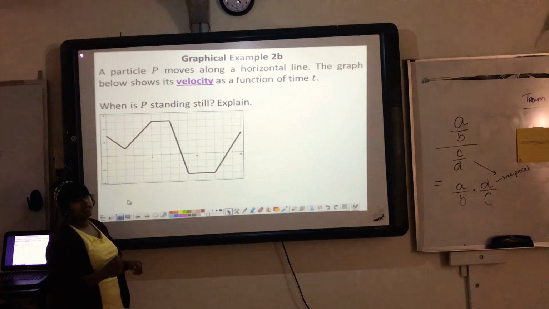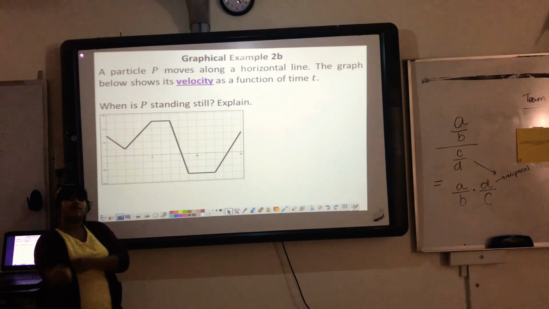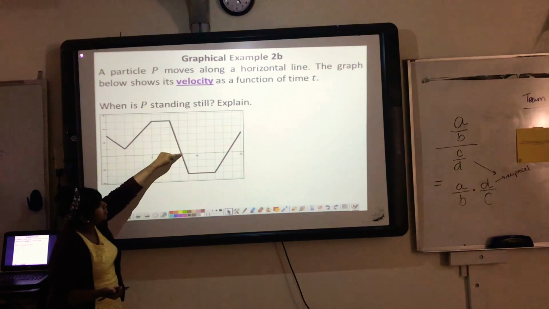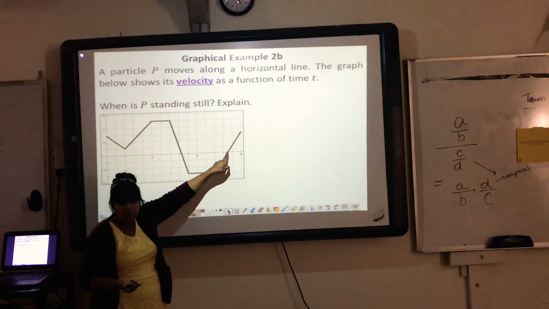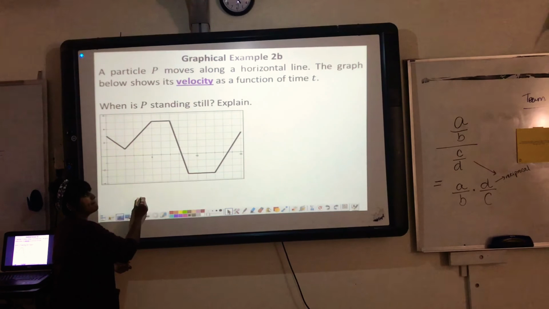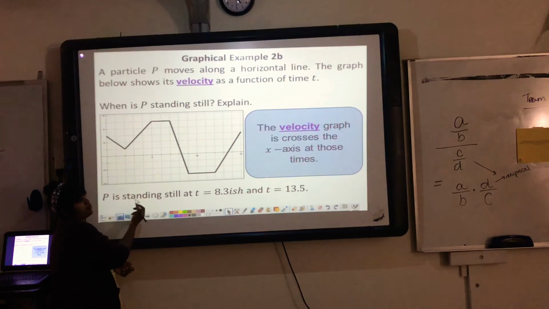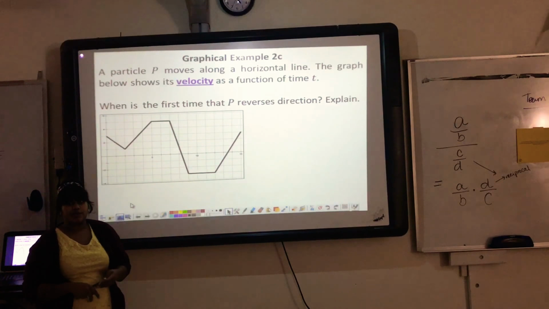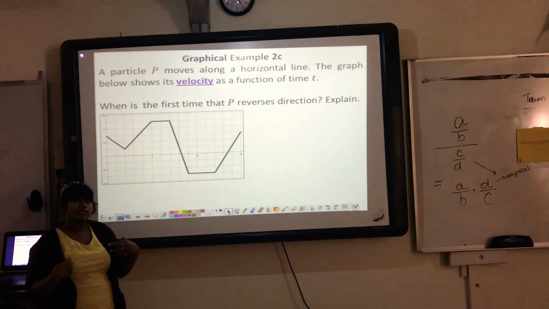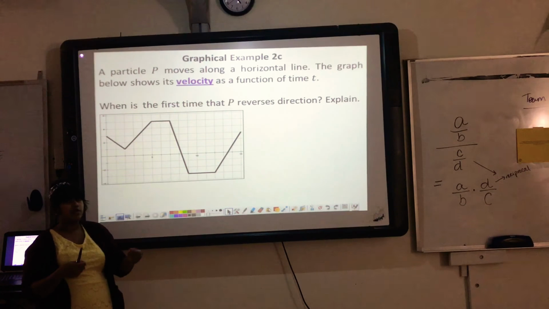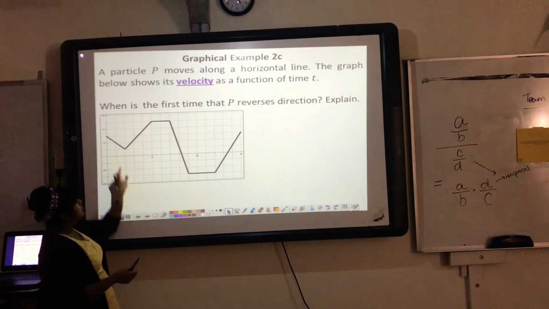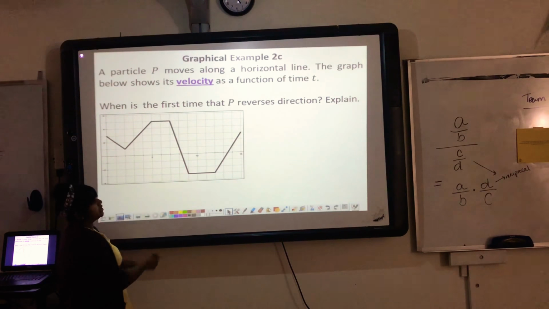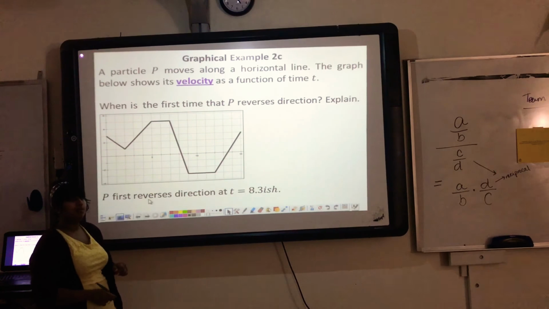Next question, when is it standing still? Again, this is when velocity equals 0. Well, this is the graph of velocity, so where does it equal 0? Right there and right there. X-intercepts, roots, zeros. So at 8.3 and 13.5. When is the first time that P reverses direction? Again, same thing. My velocity has to go from negative to positive or from positive to negative. So my velocity is positive, positive, positive, positive, negative. That's my first instance. Right there at 8.3.